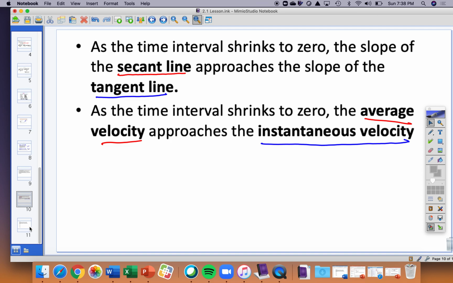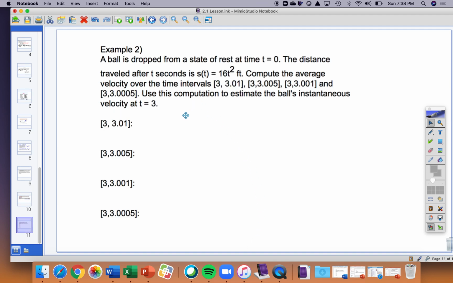Okay, let's look at one last example together. A ball is dropped from a state of rest at time t equals 0. The distance traveled after t seconds is this function here. Okay, this is our position function. Compute the average velocity over these time intervals. After computing this, use it to estimate the ball's instantaneous velocity at 3 seconds. We're trying to figure out exactly how fast this ball is falling after 3 seconds. So we're going to use the average velocity to estimate that value.